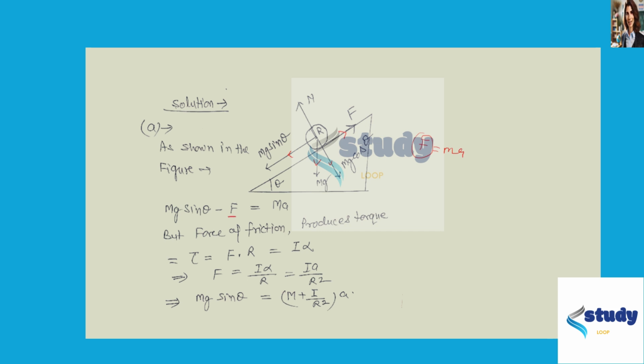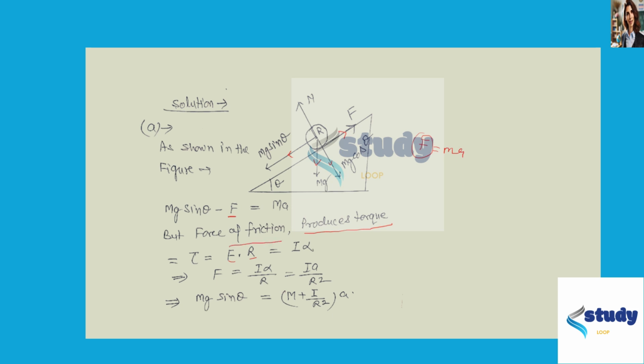Now if you look at the diagram, look at the direction of the friction, it's causing a torque, a rotational motion. Because if there were no friction, then the sphere would not rotate, it would just slide down. But because of the friction, it's rotating. So the friction is going to produce a torque, and torque is force times distance, or it's also equal to the inertia times the angular acceleration.